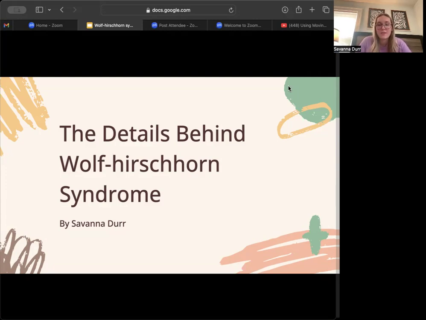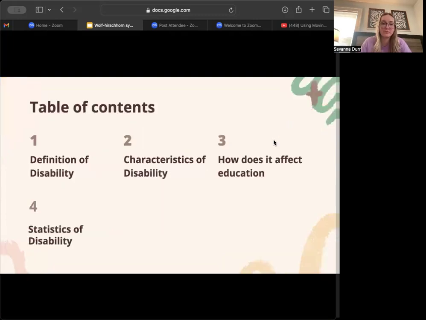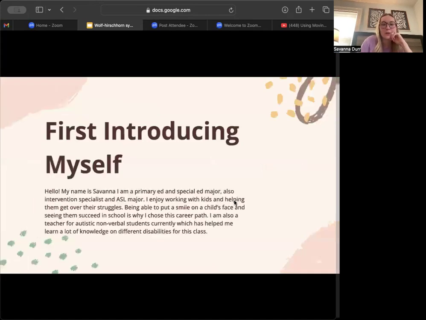So yeah, I have Wolf-Hirschhorn syndrome. We're just going to dive into the details behind the syndrome. We're going to start with the definition of the disability, and then we're going to go over some characteristics of the disability, which can be facial or physical, how it affects the education of the student, and the statistics behind the disability.